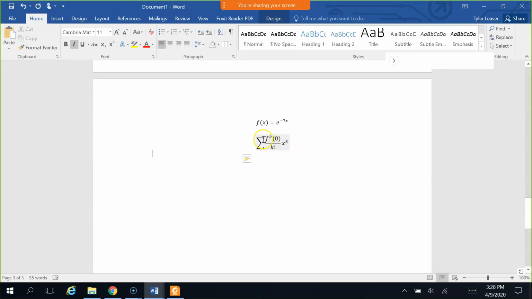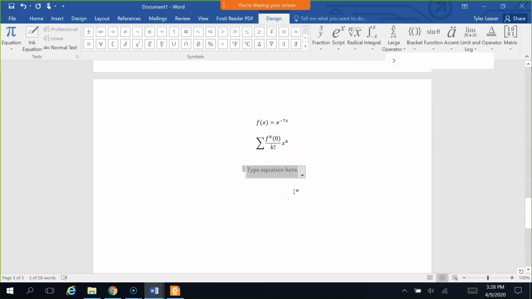The hardest part is finding out what this derivative needs to be as a generic one, just to the k. So usually what I do is I just do a few different ones until I get a pattern going. So just starting off when k is 0, that's going to be the original function itself, e to the negative 7x. But I don't really care what that is. I want to know what that value is when I plug 0 into it. And if I plug 0 in for the exponent, I'm just going to get 1.